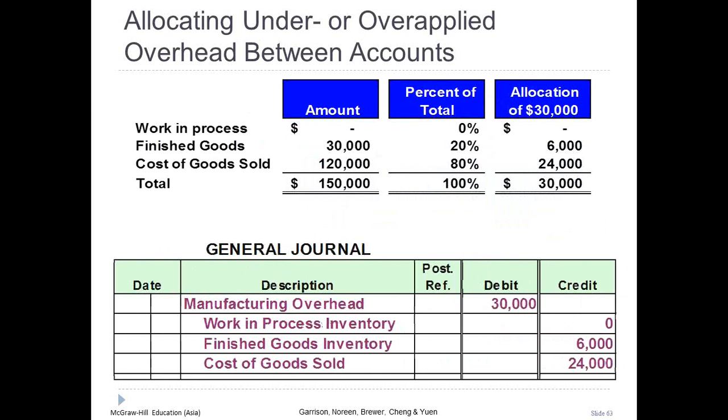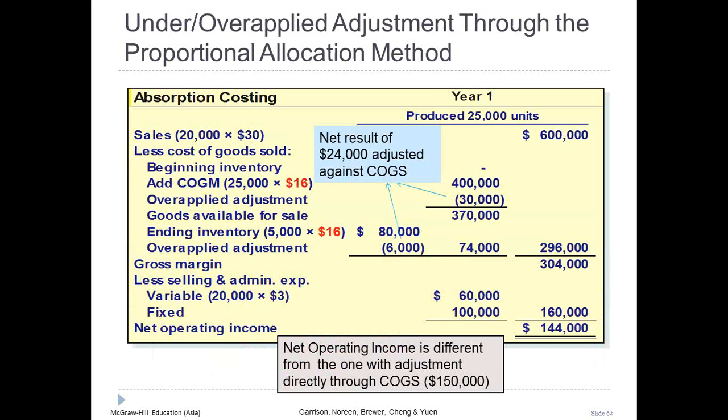A journal entry to record the allocation is a debit to manufacturing overhead for $30,000 and a credit to work in process inventory of $0, a credit to finished goods inventory for $6,000, and a credit to cost of goods sold for $24,000. The under or overapplied overhead can also be adjusted through the proportional allocation method. On the surface of the P&L statement or the income statement, an adjustment can be shown under ending work in process and finished goods inventory.